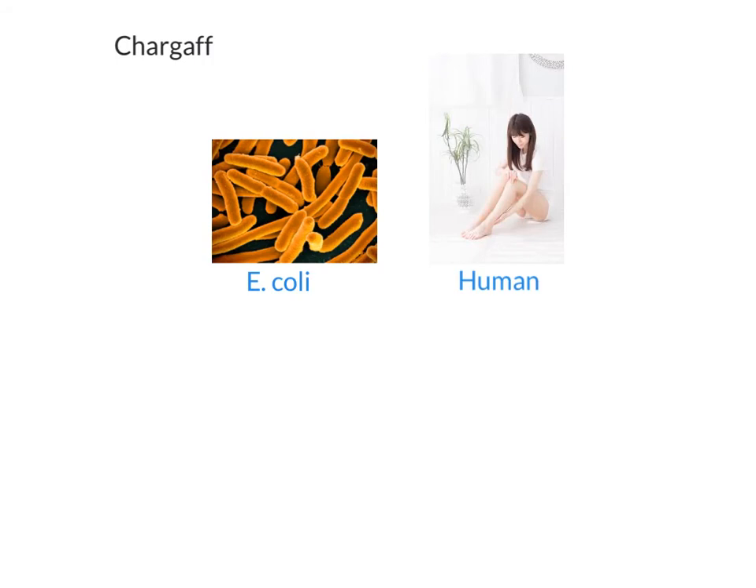Chargaff began to investigate DNA a little further in different organisms. So he looked at E. coli and humans, and what he found was that in E. coli, 26% of the DNA was made up of A's. Humans, 30.3% of the DNA was made up of A's. And so we know that the actual number of A's, T's, C's, and G's in the DNA seemed to make a difference in the phenotype of the organism.